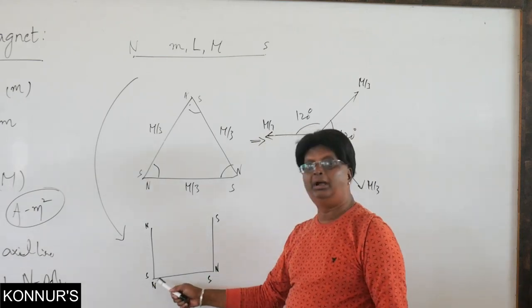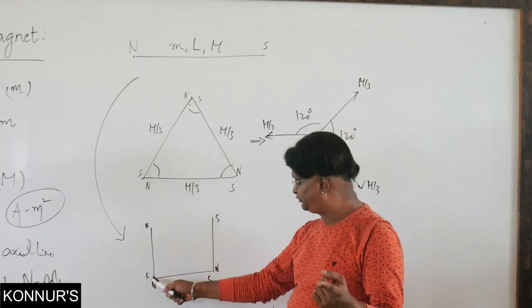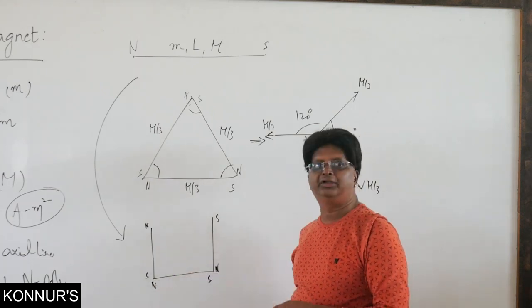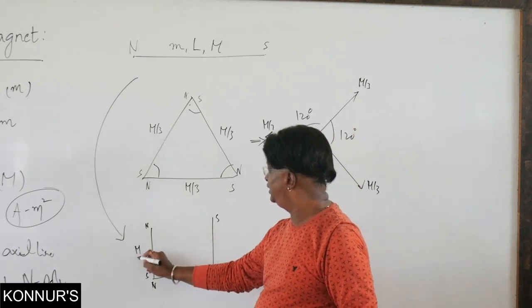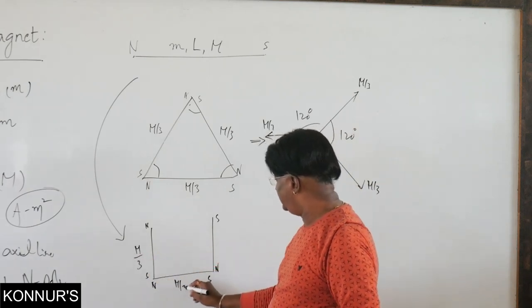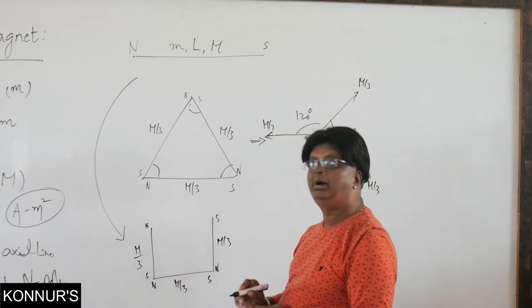Why? Because magnetic poles cannot be isolated. That principle we will use in identifying the poles. Again, here this is nothing but the same case of M by 3 and M by 3.